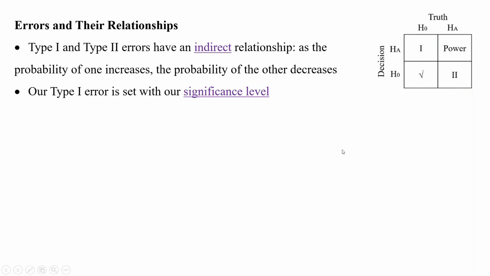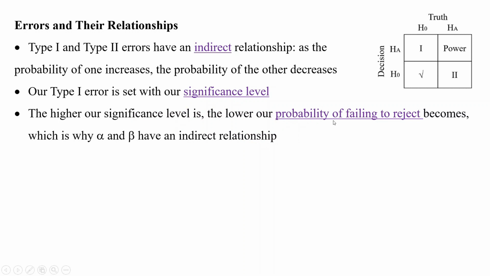Our type 1 error is set with our significance level, which we choose before we even run our significance test. The higher our significance level is, the lower our probability of failing to reject becomes. So remember this, higher. If you go from alpha equals 0.05 to 0.10, think of all of those p-values that you just included in your potential to reject.